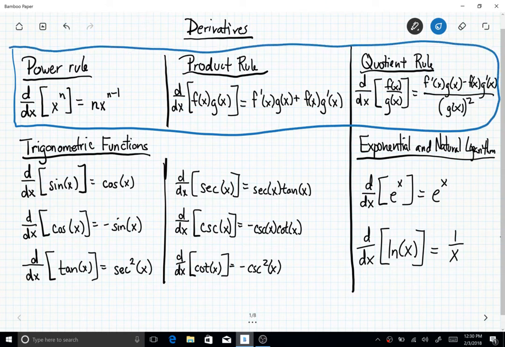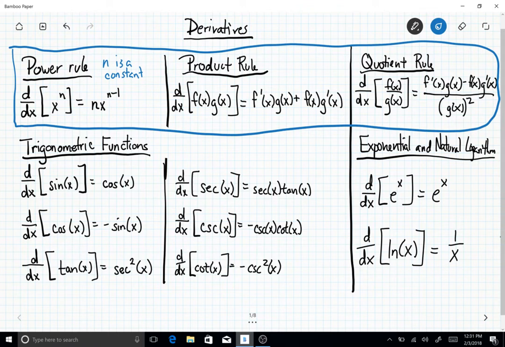The power rule basically says if you have a power where you say x to the n, where n is some integer, so n is a constant, then what you can do in that derivative, you can bring the n down and then you go x raised to the n minus 1 power.